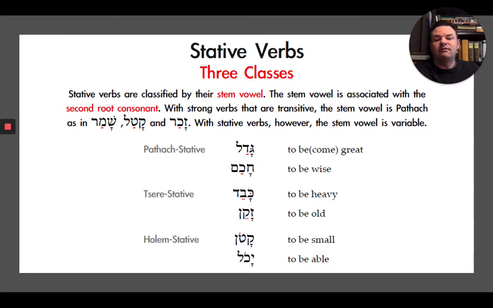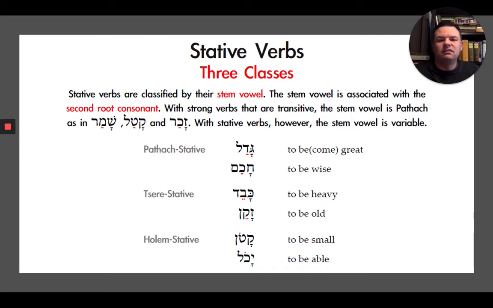The tsere stative takes the tsere under that middle radical. That's what it's going to look like in the third masculine singular form, and then in all other forms, it's spelled just like the regular verb. And then the holum stative, an O-class vowel appears throughout the paradigm. So you've got the kemetz hatuf and then the holum there. So you're going to see that appear throughout.